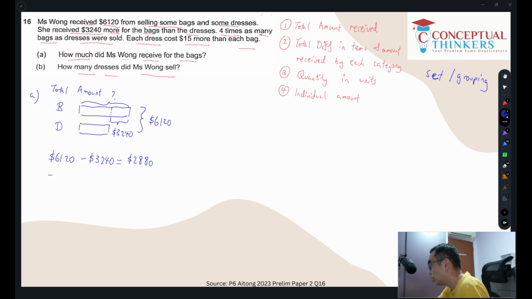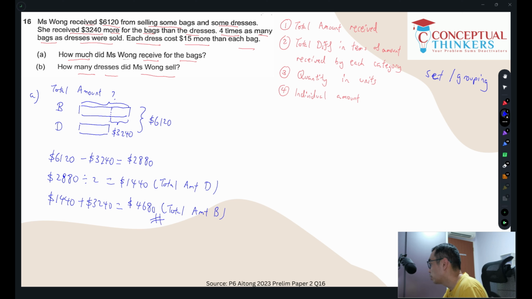Next, I divide by 2, so I should get $1,440. This gives me the total amount for the dress. I use AMT to represent amount. To find the amount for the bags, I take $1,440 and add $3,240, so I should get $4,680, which is the total amount of money for the bags. This will be the answer for part A.